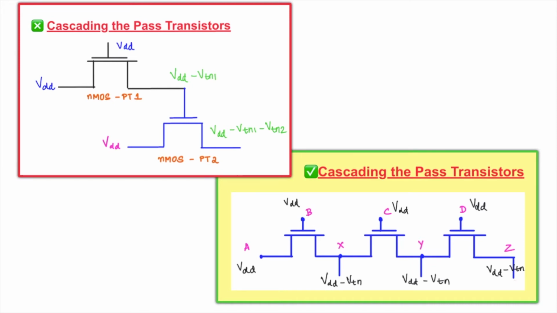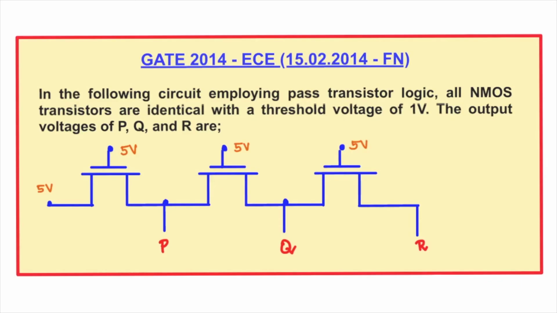Now, I have given one GATE 2014 question. Let us check whether this diagram resembles the GATE question, and let us solve it with suitable examples. This was the question I displayed in the first part of the video, and we are going to see the solution here. We can see this is exactly the correct approach of cascading pass transistors.